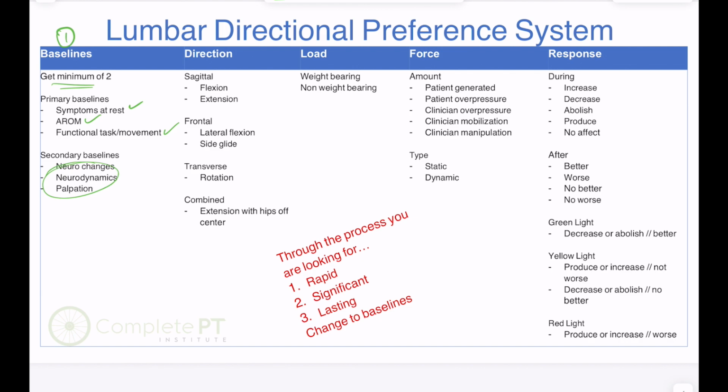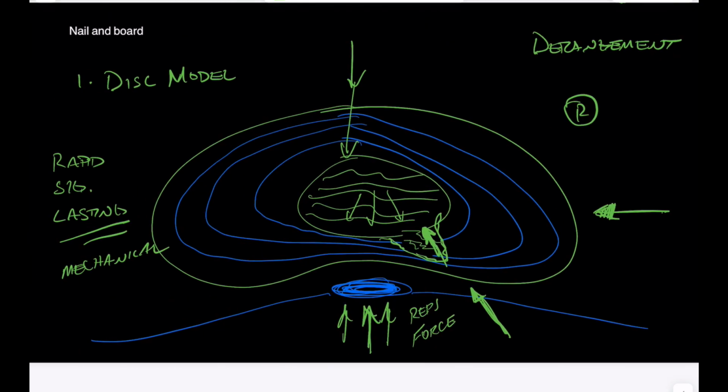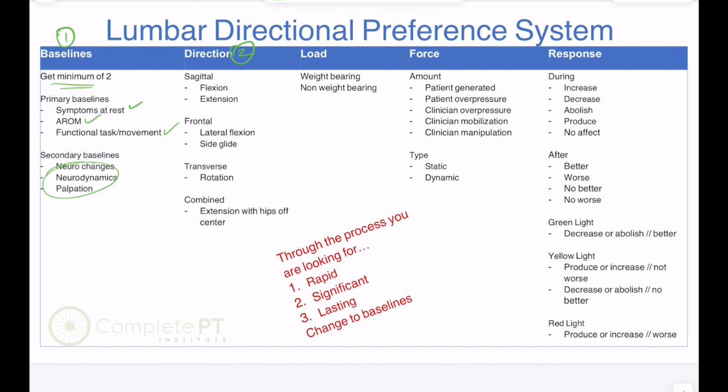And then the second step right here is where you need to pick your direction. So like I said here, we need to pick either flexion, extension, a side type movement, a side glide is more common, and then maybe a combined motion. So you have to pick your movement. Now, here's an important thing. You want to start sagittal. You start in the sagittal plane.